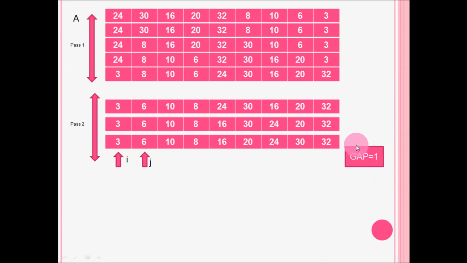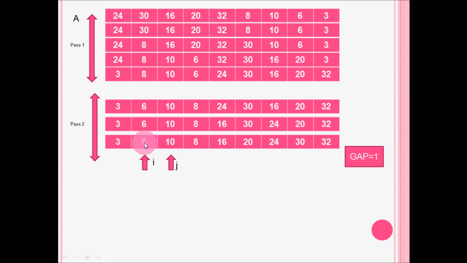So for pass 3 our gap is 1. Now it is working like insertion sort. In the previous theory we have seen that whenever the gap is 1, shell sort works exactly like insertion sort, means adjacent swapping will be done there. See, with the gap of 1, i is here and j is here, is swapping needed? No. It just gets incremented.